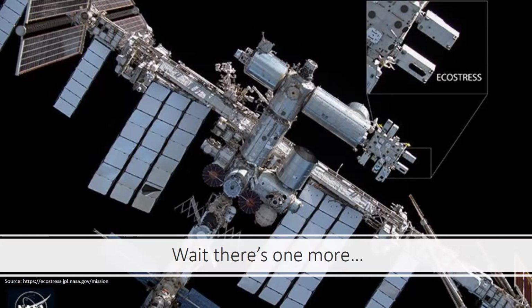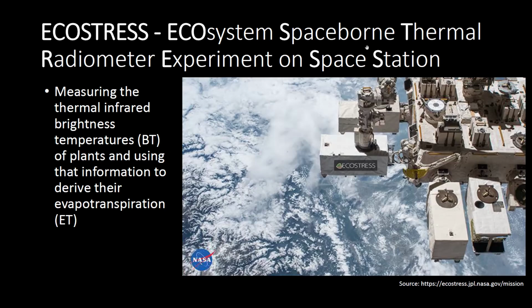There's still more. So we have the ECOSTRESS, and that is the Ecosystem Spaceborne Thermal Radiometer Experiment on the space station. So basically it looks at the brightness temperatures of plants, and that's how we know how much evapotranspiration there is. And if you don't remember what evapotranspiration is, I want you to go back and look at the hydrologic cycle, and that's when plants evaporate basically water up into the air.